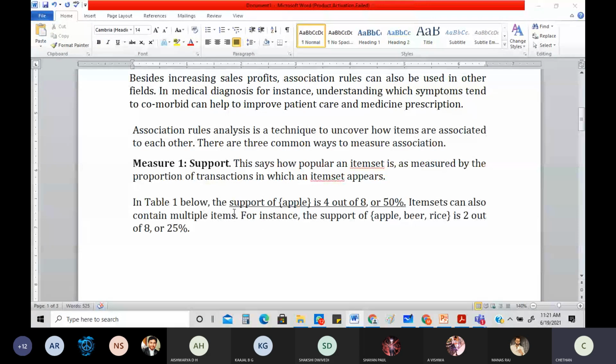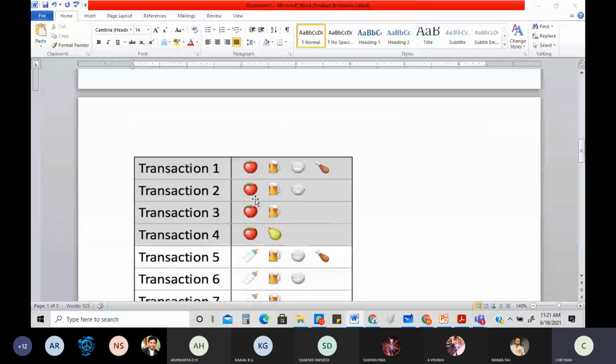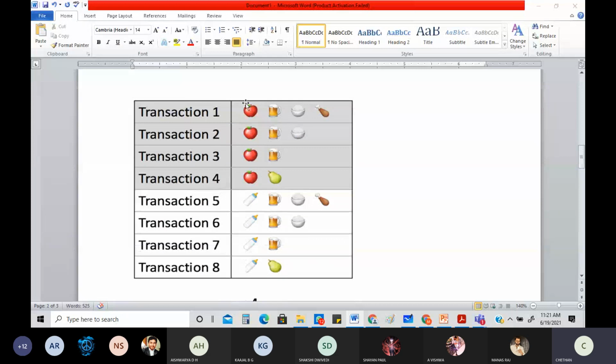An item set can also contain multiple items. You got something like Apple, beer, rice, which is 2 out of 8. What is that support? Support of Apple, beer, rice is 2 out of 8, which is 25%. You can see very clearly, you got 1, 2, 3, 4 out of 8 transactions, 4 transactions which have Apple. 50% of transactions have Apple. Maybe you are thinking it looks like tomato and all. It is Apple.